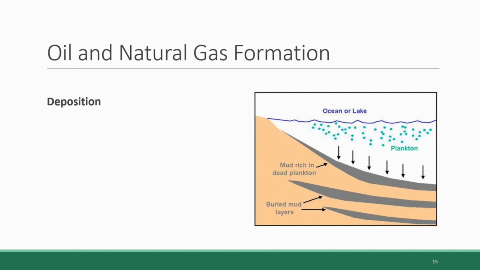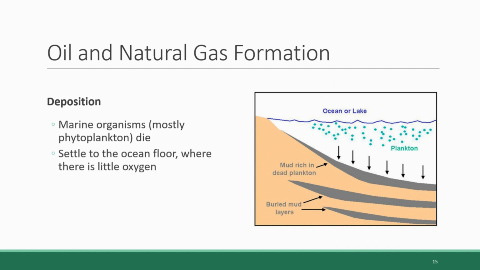The first step in the formation of oil and natural gas is called deposition. The root word here is deposit. So basically, this describes the depositing of dead organisms that become the fossil fuel. For oil and natural gas, this process happens in water, mainly the ocean. So marine organisms, mostly phytoplankton, die and then settle to the ocean floor. And at the bottom of the ocean, there is very little oxygen available because it's so deep and distant from the interface with the atmosphere.